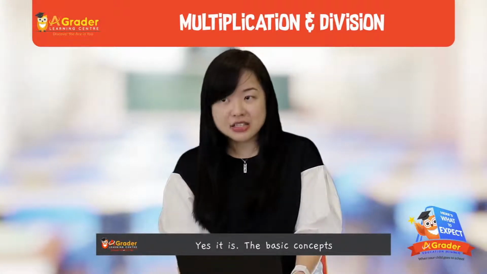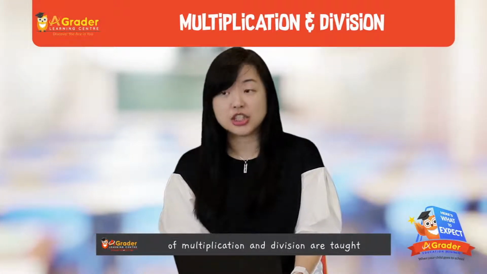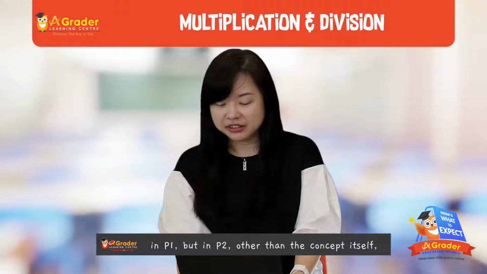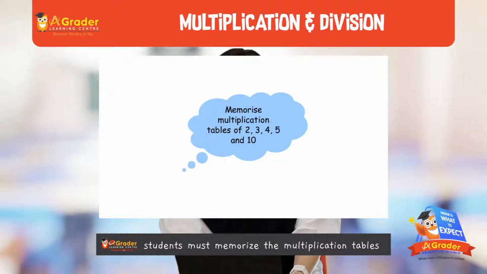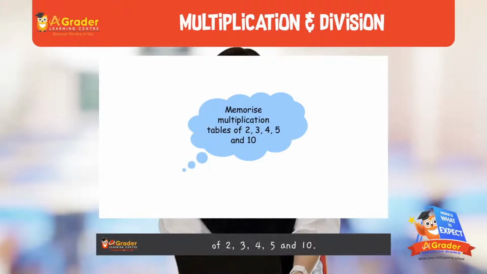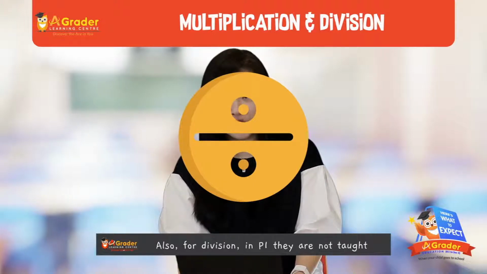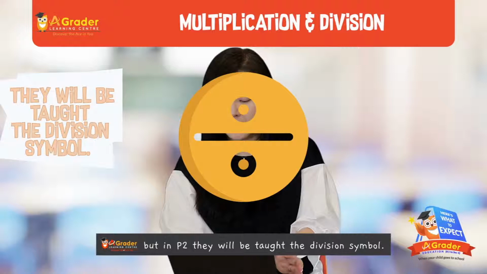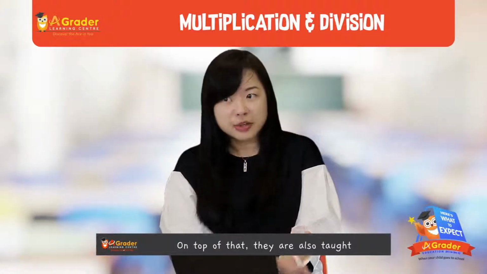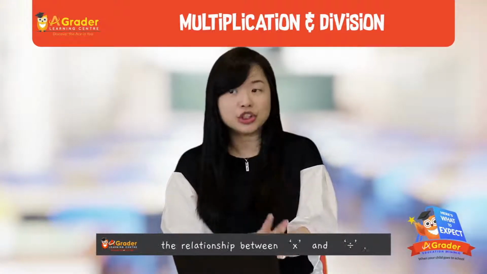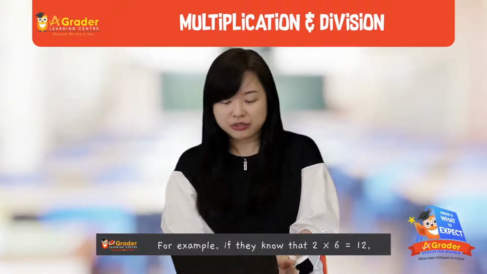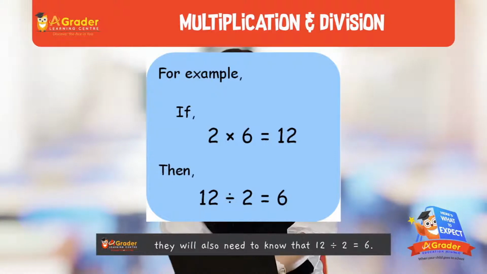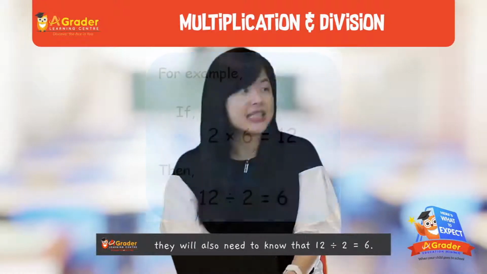Yes, it is. The basic concepts of multiplication and division are taught in P1, but in P2, other than the concept itself, students have to memorize the multiplication tables of 2, 3, 4, 5 and 10. And for division, in P1 they are not taught the division symbol, but in P2 they will be. On top of that, they are also taught the relationship between times and divide. So for example, if they know that 2 times 6 is 12, they will also need to know that 12 divided by 2 will give them 6.